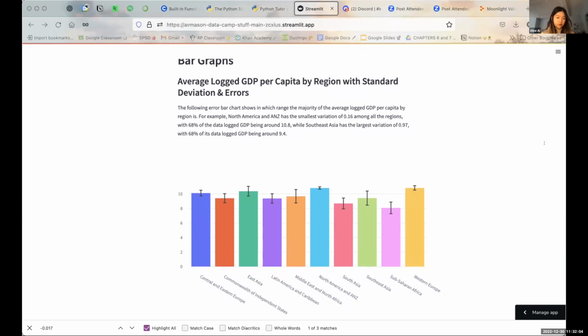So for example, North America and ANZ has the smallest variation of only 0.16 among all the regions, with 68% of the data of log GDP being around 10.8, while Southeast Asia has the largest variation of close to almost 1, with 68% of its data being around 9.4.